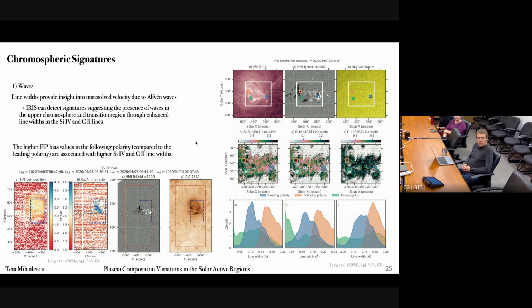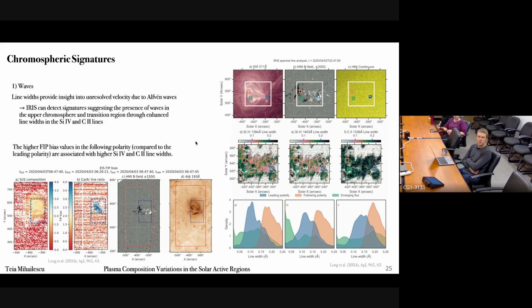In this study, I'm going to focus on the orange and the blue squares. The blue square is focusing on the leading polarity of this active region, and the orange is focusing on the following polarity. As I mentioned in the previous study, the leading polarity in this active region also has lower FIP bias than the following polarity. And so the study looked at whether there are any differences in the chromospheric observations in the leading versus the following polarity.